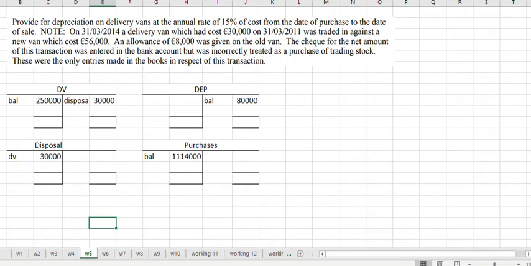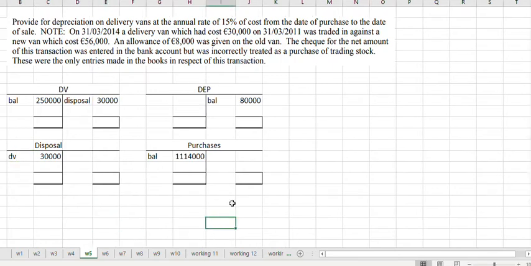When you dispose of something, you also must dispose of its depreciation. So let's work that out first of all. We bought the van in 2011 in March. So in 2011, we had it for 9 months. Then we had it in 2012 for 12 months. In 2013 for 12 months. And in 2014, we sold the van after 3 months. In total, that's 36 months.